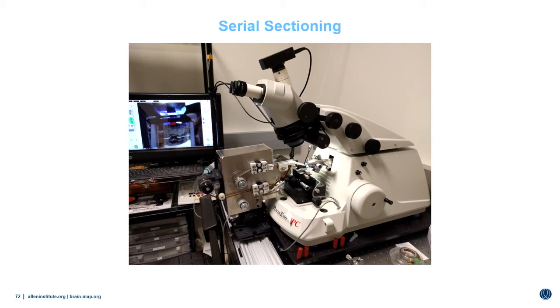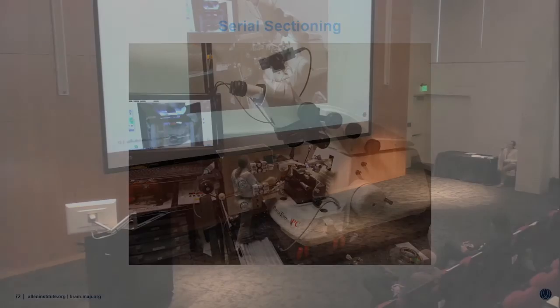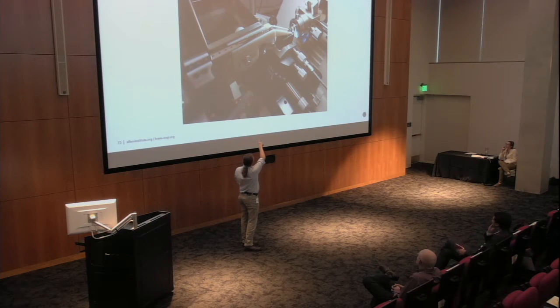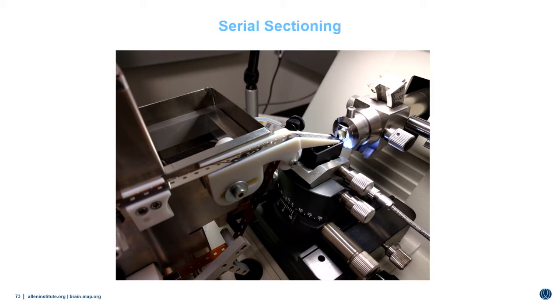This is just showing this kind of tape collection device attached to the microtome, and just a little bit closer view here. You can see that it really is just kind of a little conveyor belt. So immediately as a section floats onto the water, it's placed on this tape.